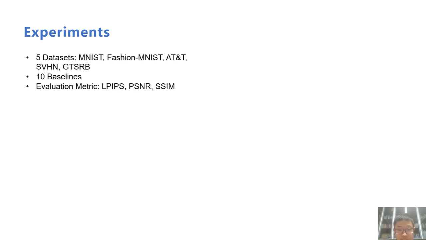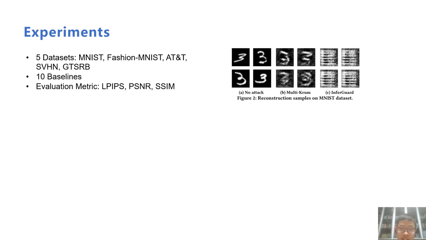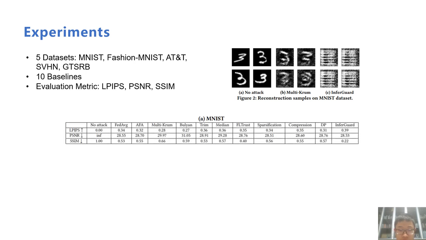We conducted experiments on 5 datasets and 10 baseline aggregation rules, and measured the attack performance using 3 metrics. This is a visualization of the attack on MNIST. We can see that after our defense, the attacker fails to generate clear images. The table records the 3 evaluation metrics on 10 baselines together with InfoGuard on MNIST. It also reveals that InfoGuard is the most effective.